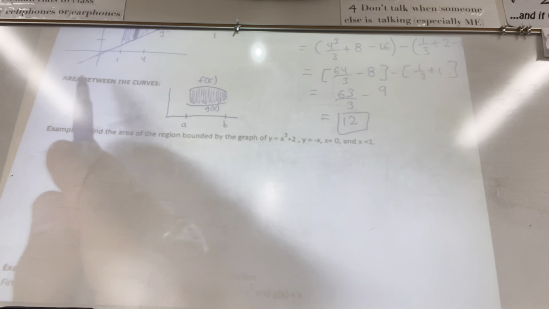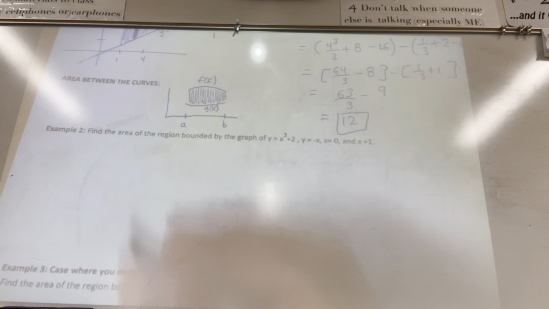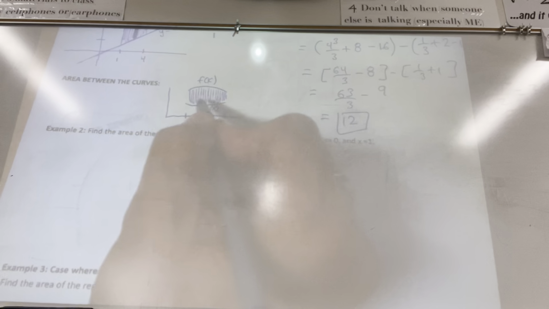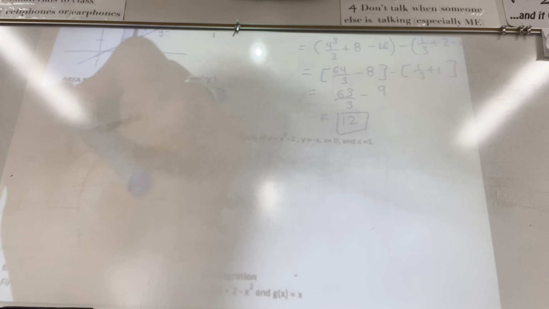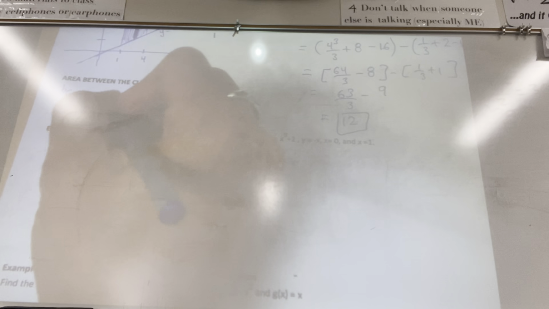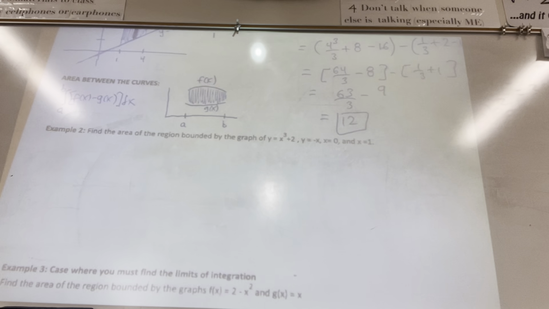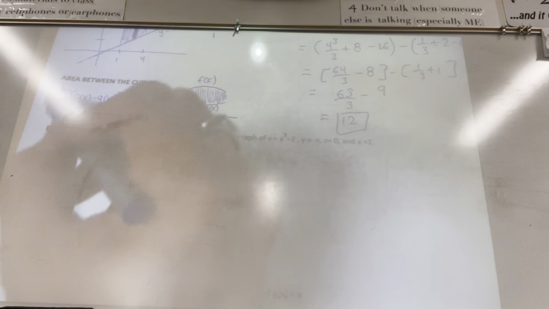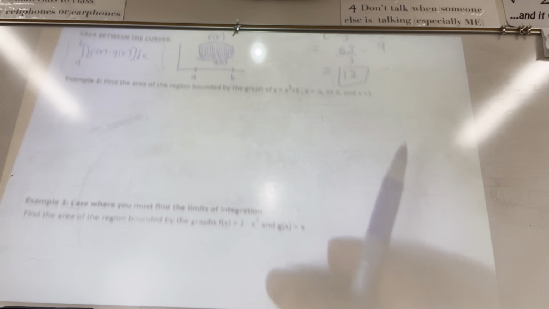But the main formula for the area between the curves, there is a formula for this, but we don't really need the formula. We understand how to do it. How do I set it up? Integral from A to B of f of x minus g of x, and then dx. So that's what we're gonna be practicing today, and then being confident with it.